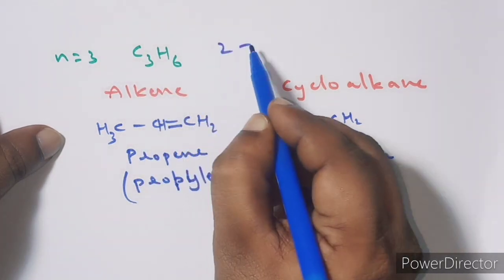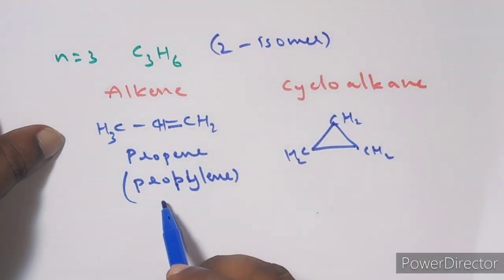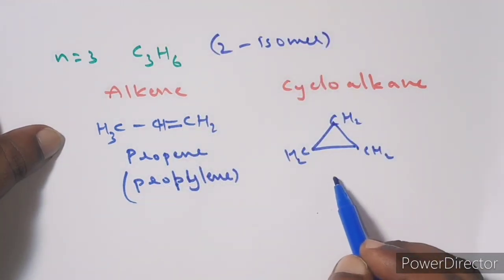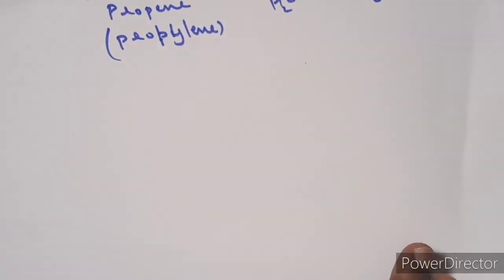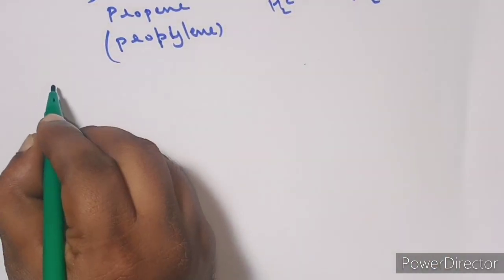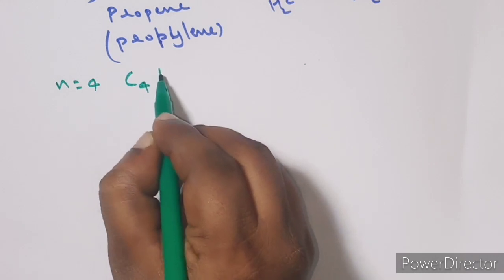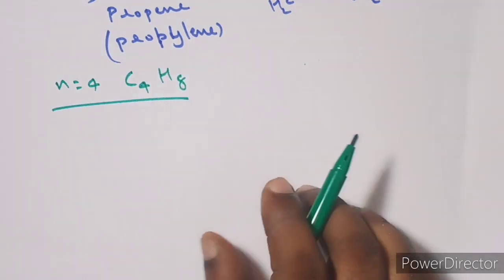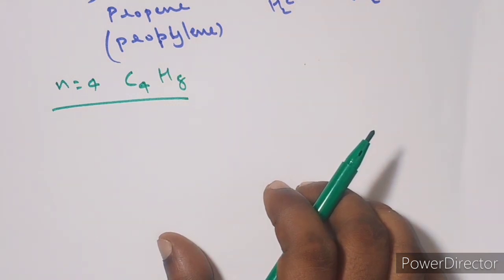We can write two isomers, in which one is an aliphatic compound, that is propene, and another one is a cyclic compound, that is cyclopropane. And let's see with n equal to 4, how many isomers we can write here. So if n is equal to 4, the formula is C4H8. Can you expect, guys, how many isomers we can write? Let us see how to write all those compounds with C4H8.